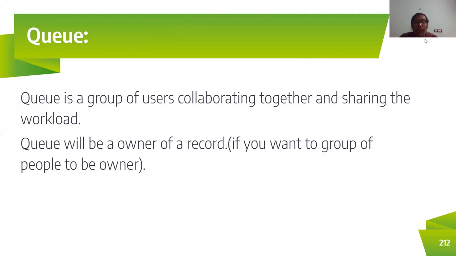A queue will be an owner of a record. So who is going to be the owner of the record? When the queue is assigned, queue means it is a group of people, so the group of people will be the owner of the record. Got it?